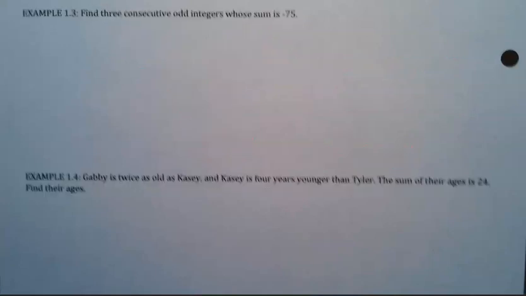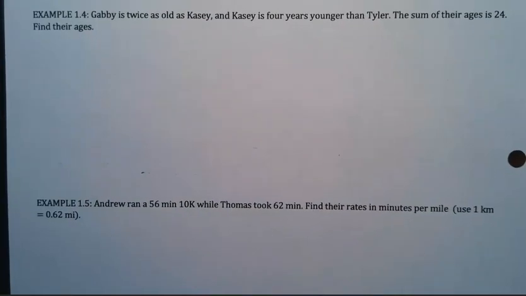All right, so let's go to example 1.4. All right, Gabby is twice as old as Casey. Casey is 4 years younger than Tyler. The sum, so addition, of their ages is 24. Find their ages. Okay. Now, it's helpful to note that both of these people, Gabby and Tyler, are being talked about in terms of Casey, right? Gabby is twice as old as Casey. Casey is 4 years younger than Tyler. Or we could say Tyler is 4 years older.